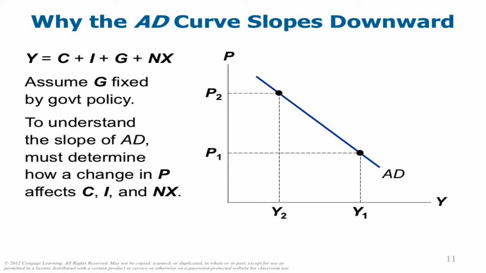So, to understand the slope of aggregate demand, you have to figure out how a change in the price level affects consumption, investment, and net exports. That sounded like a lot of words, but if you think about it for a second, it should make sense. Higher price, we no consume. Higher price, no consume, maybe save, equal investment. Higher price, me no buy domestic, maybe me buy foreign.